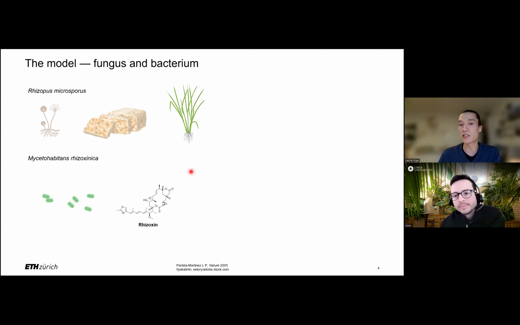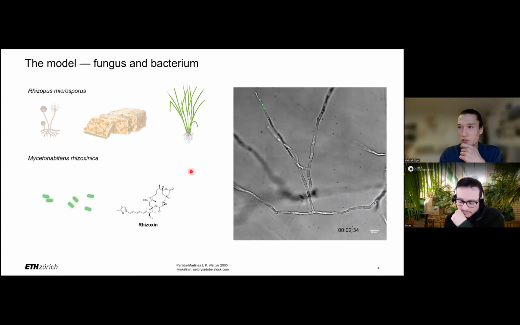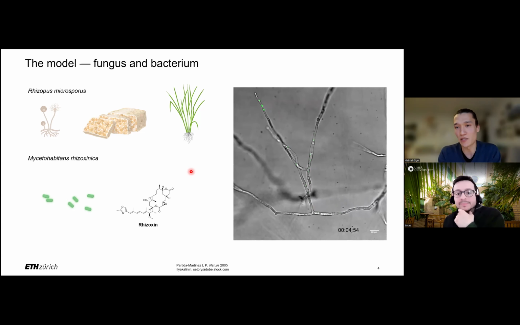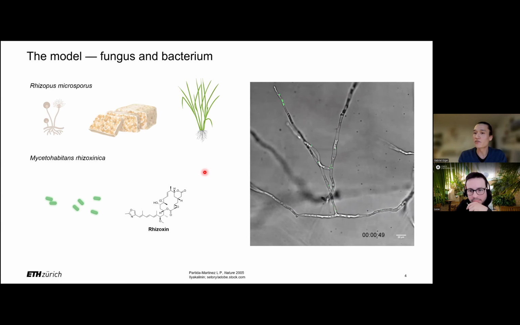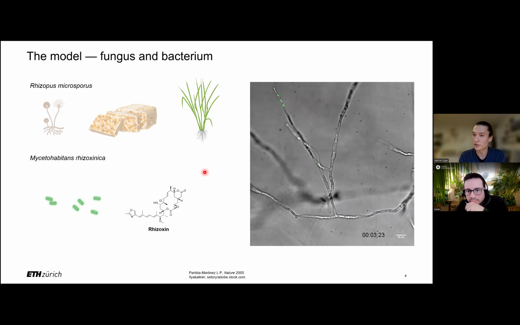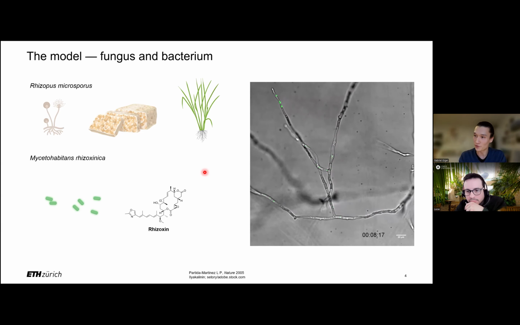For example, the bacterium's genome has been reduced by about half, but it can still be cultured in the lab, so it still retained a lot of the metabolic abilities that it needs. I brought a short video. I hope you can see this. It also shows you how well synchronized these two organisms are, because the bacteria here are labeled in green. They really can actively be transported through this mycelium. So they really form a good team in the natural state.